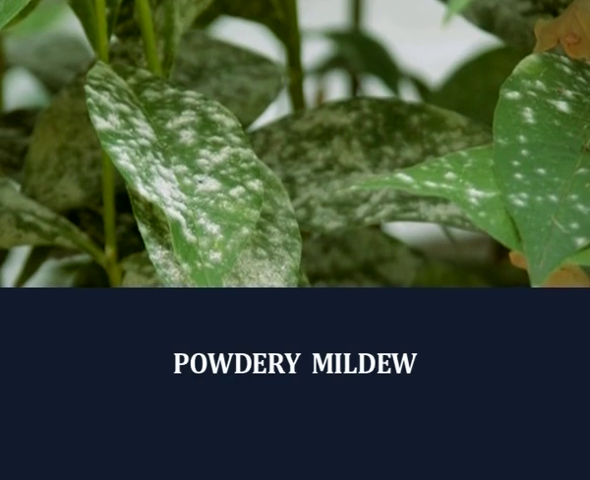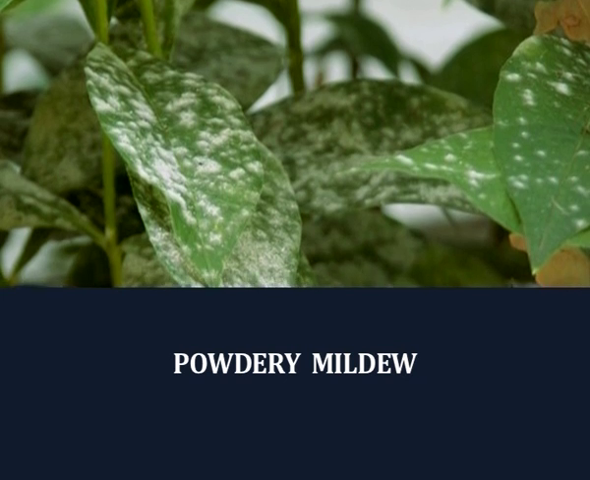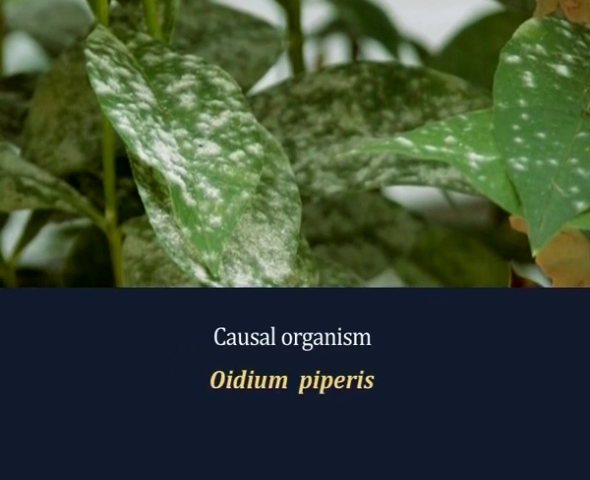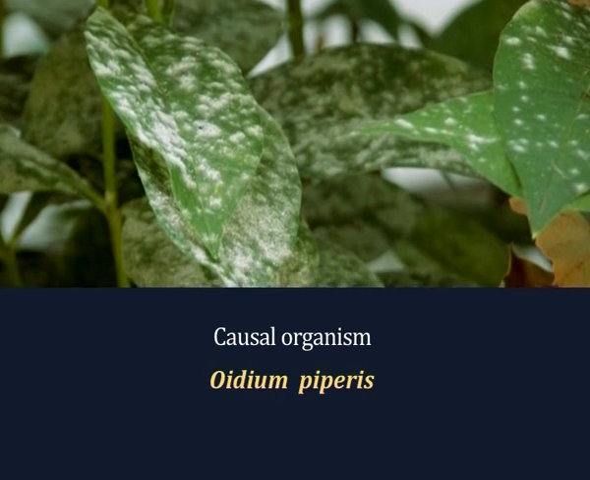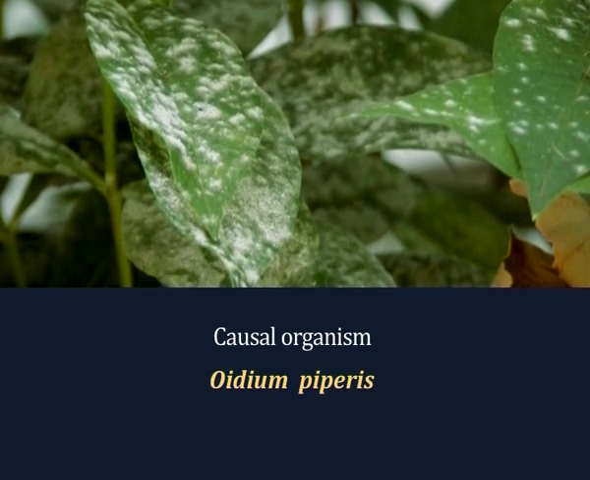Next is the powdery mildew disease. Causal organism is Oidium piperis. Now let's see the symptoms of the disease. The disease occurs on the tender shoots and leaves and affects the crop at all stages of its growth. Correspondingly, the upper leaf surface shows yellowish irregular patches. The affected leaves get shriveled, deformed and shed from the vines.